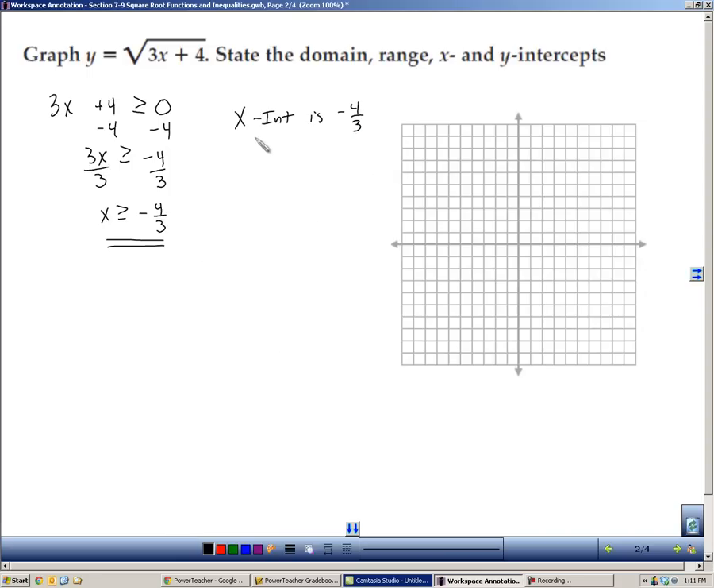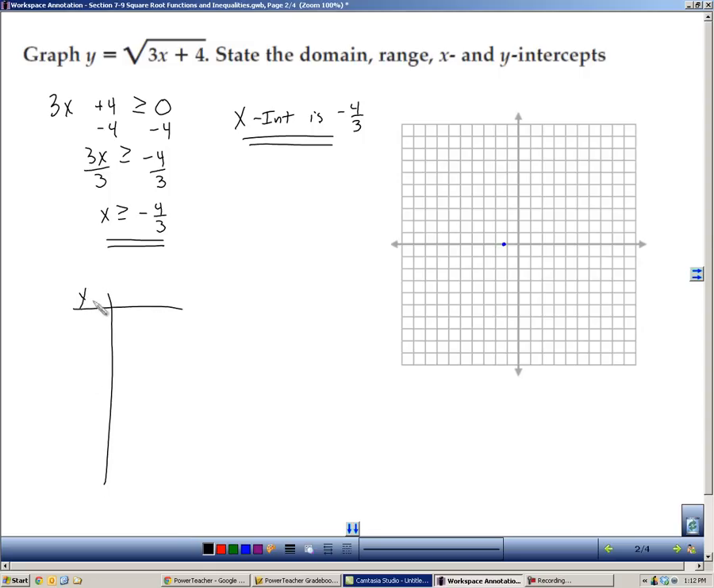That's the x-intercept, that's the spot on the x-axis where it's going to touch. So let's go over here and say negative 4/3 is negative 1 1/3, which is about right here. So that's where my graph is going to touch the x-axis. That's the x-intercept. And I know I can only use numbers that are bigger than or equal to negative 4/3, so that's my domain. Now let's do some table of values to see what I get here.